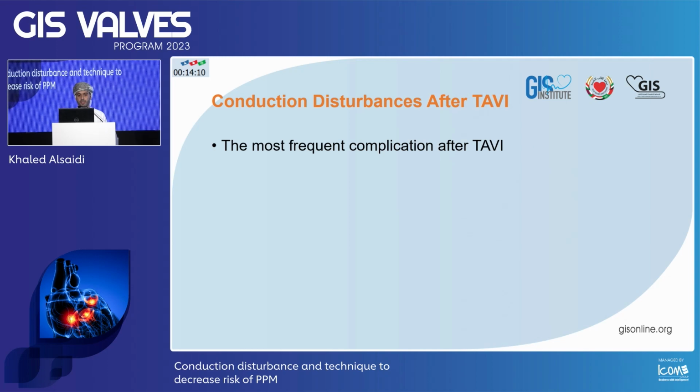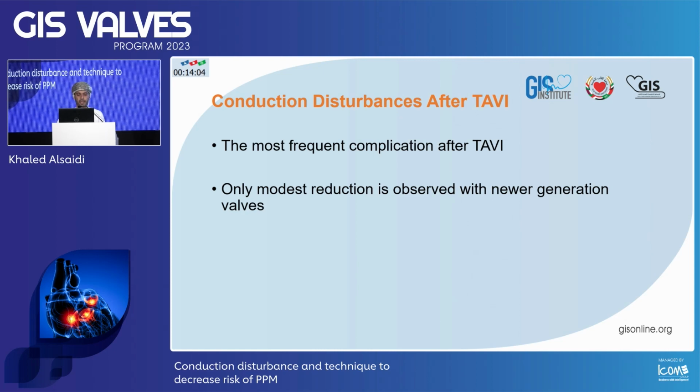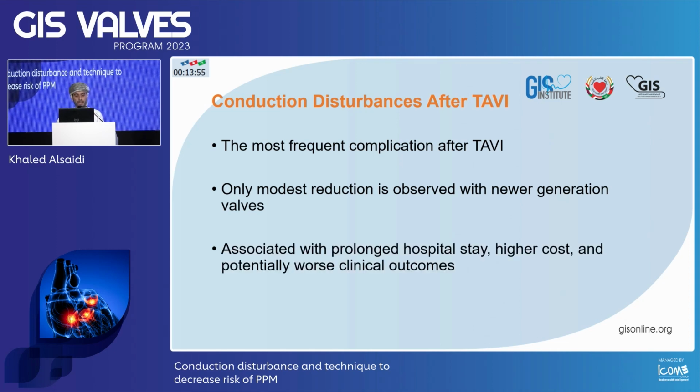So, conduction disturbances after TAVI, this is really the most frequent complication after TAVI. And we have seen only modest reduction with newer generation valves. So really not much has changed. And it is associated with prolonged hospital stay, higher cost, and potentially worse clinical outcomes.